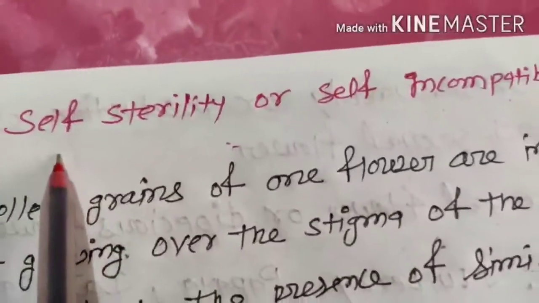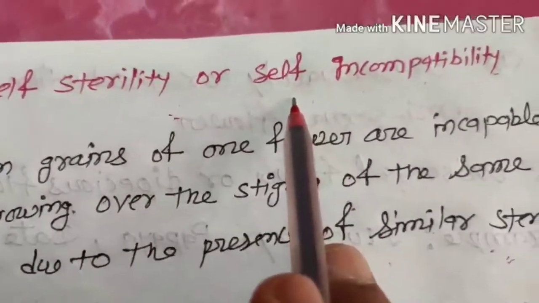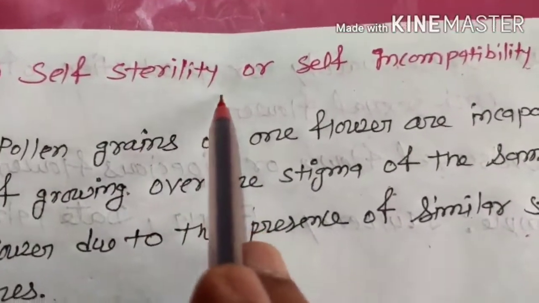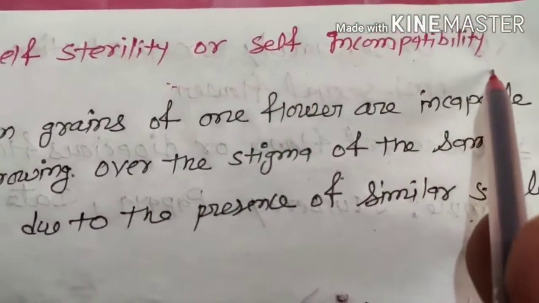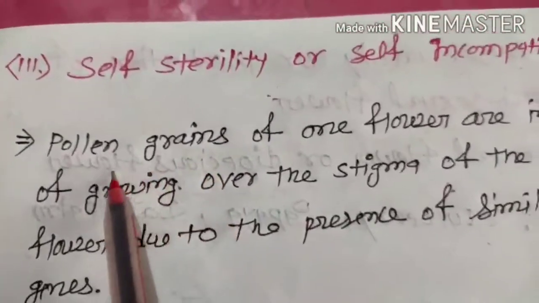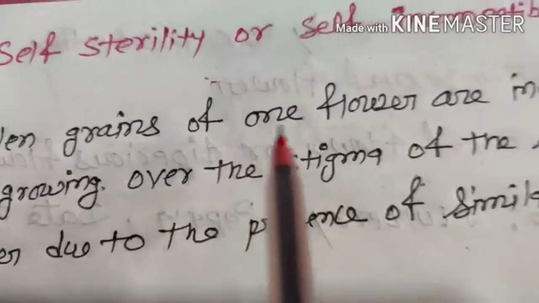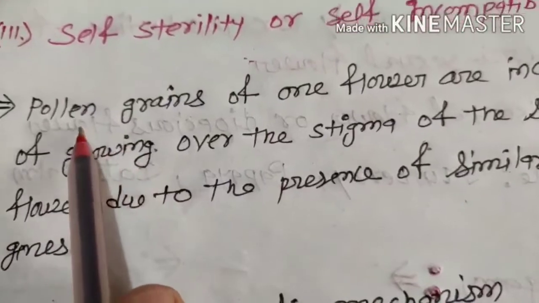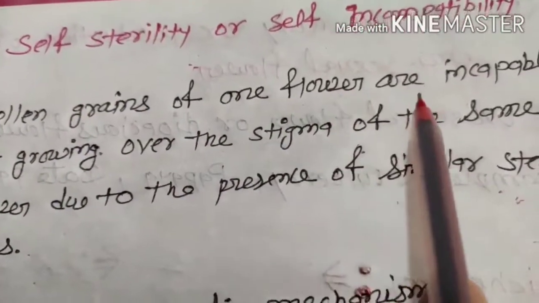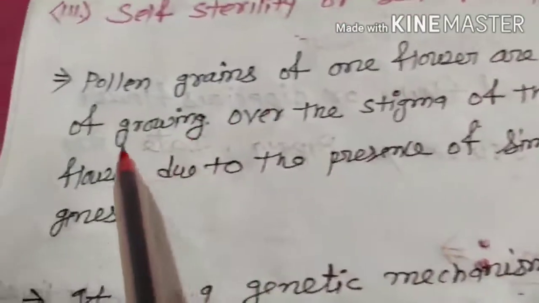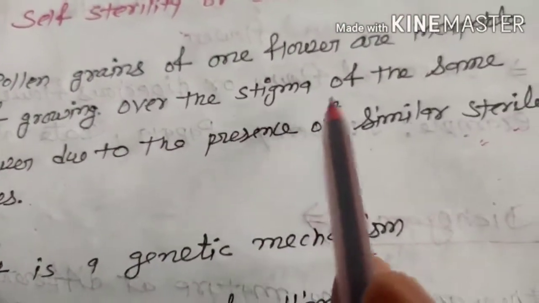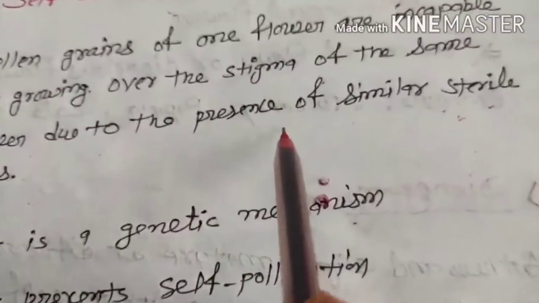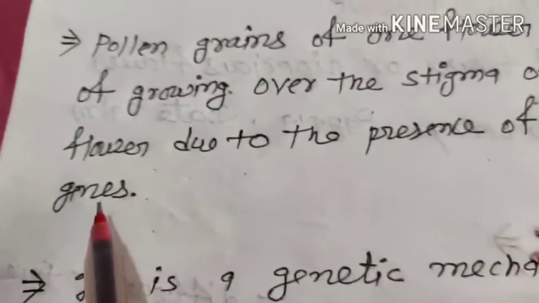Now we see self-sterility or self-incompatibility. In the case of self-sterility or self-incompatibility, pollen grains of one flower are incapable of growing over the stigma of the same flower. But why? Due to the presence of similar sterile genes.